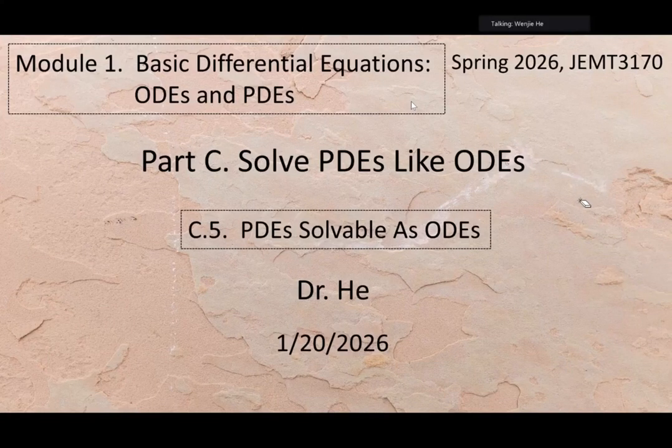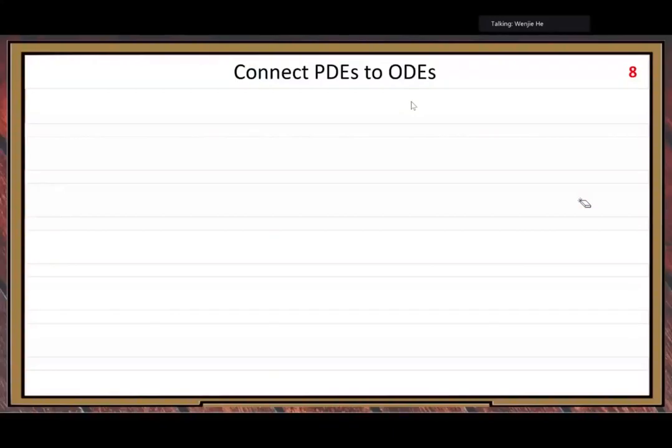In this topic, I show you 7 examples. Pretty simple. First example: connect PDEs to ODEs. How do we connect? Very simple.